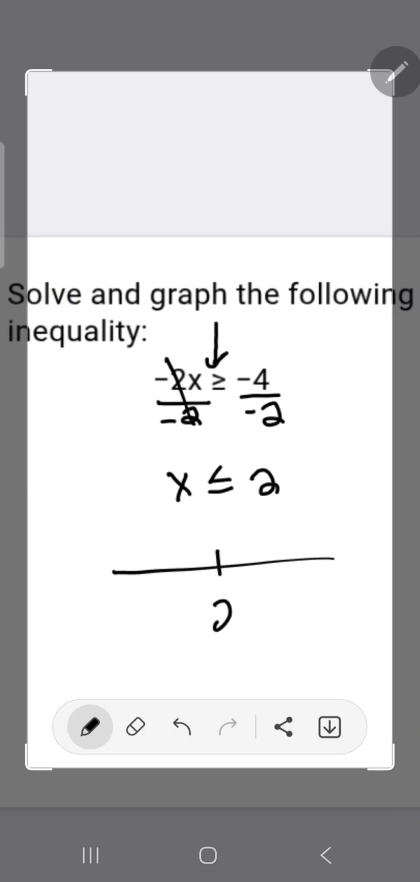Now, for our answer, we will fill the circle in, and it's pointing left for less than, so we will shade left.